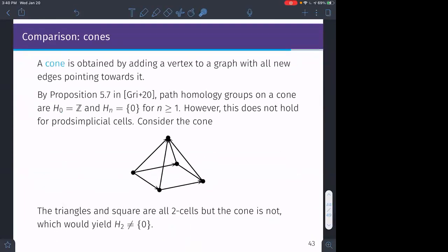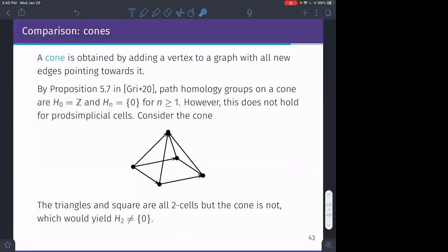Where they start to disagree is in things like cones. So a cone as a graph is defined by starting with the graph G. So in this case, I start out with the square that's at the base. I add a new vertex and then connect everything to that new vertex. That is the cone of the underlying graph, which is my square.